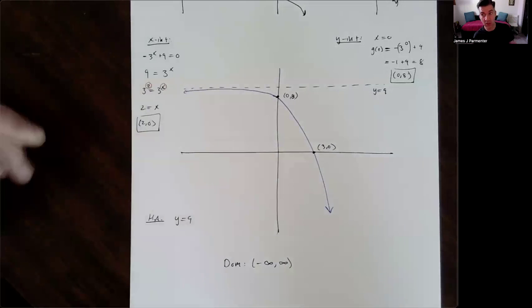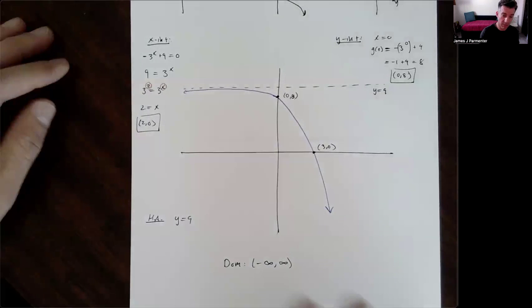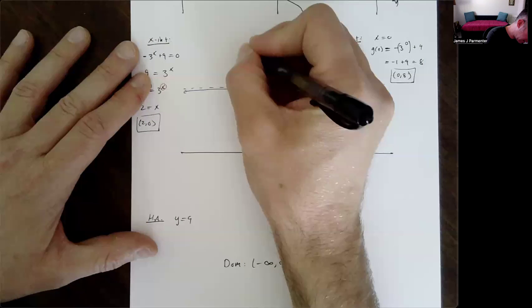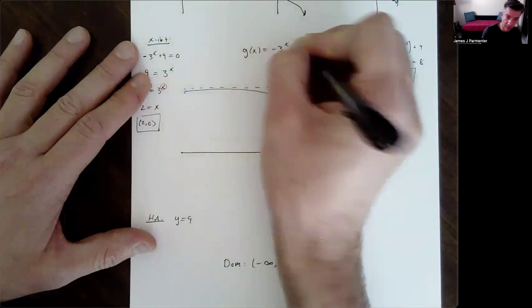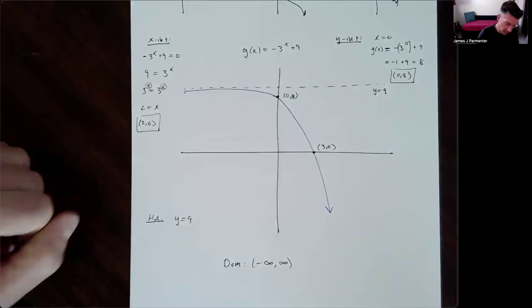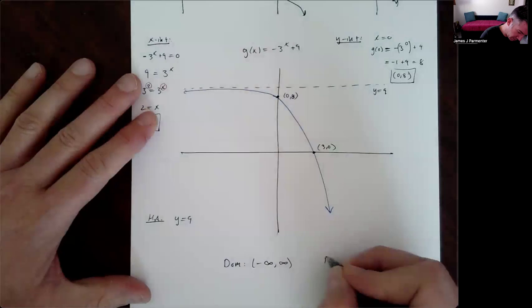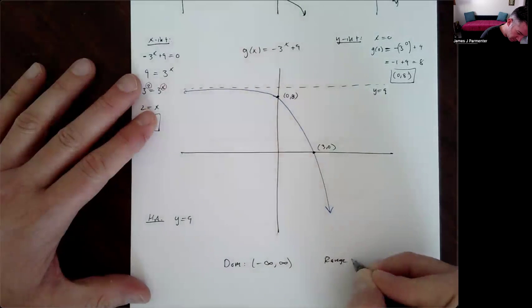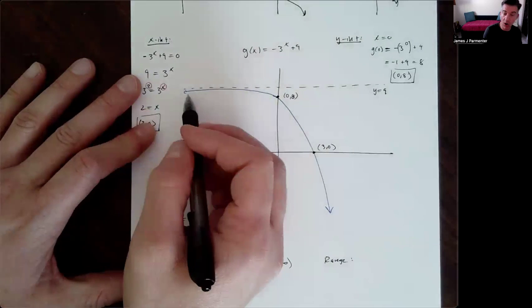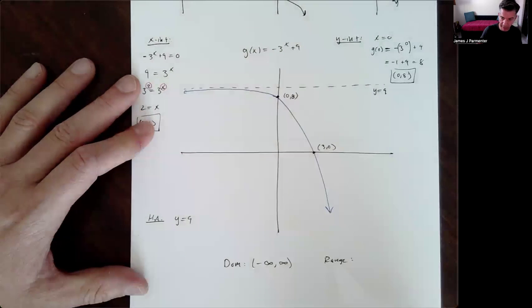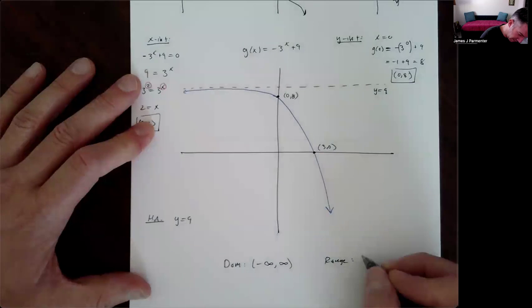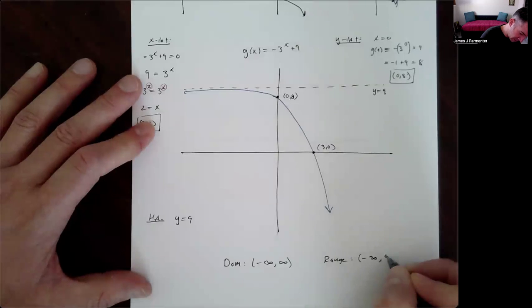I know the inverse function is a logarithm, but this function, g of x equal to negative 3 to the x plus 9, does not have any logarithms in it. The range, on the other hand, has changed. So now my highest y value is almost 9, and my lowest y value is all the way down to negative infinity. So I'm going to get everything from negative infinity up to almost 9.